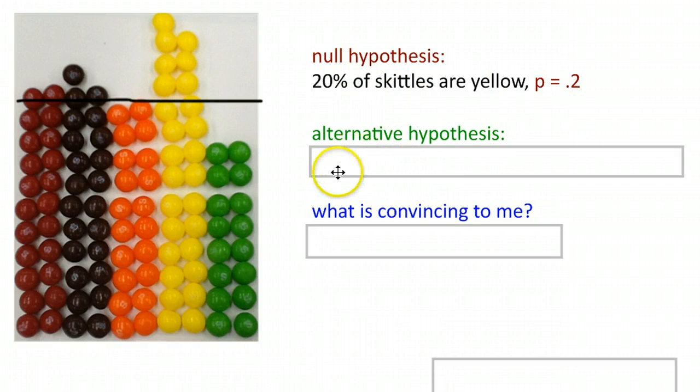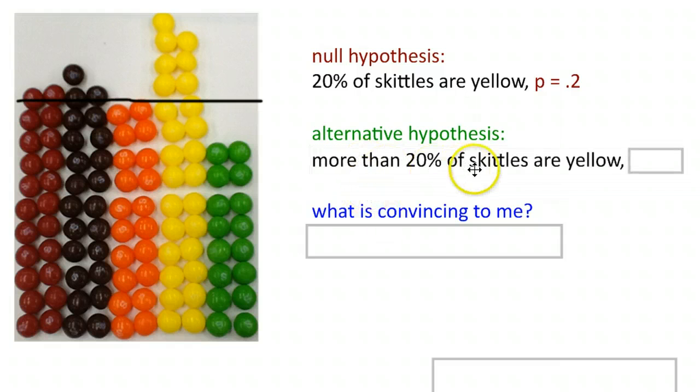The alternative then is what we're looking to find. We're trying to say that there are too many yellows, that yellow represents more than 20%. So more than 20% of Skittles are yellow, therefore P is greater than 0.2.